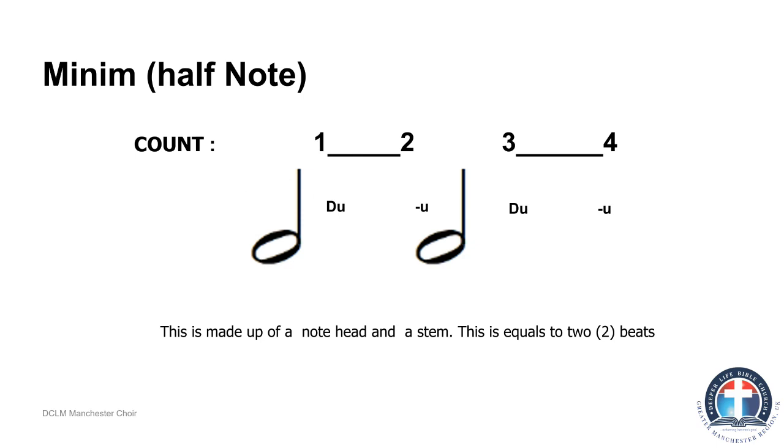Next one is the minim, often called the half note. This is made up of a note head and a stem, and it has a value of 2 beats. 1, 2, 3, 4. Sound this with me. Do, do. Again. 1, 2, 3, 4. Do, do.